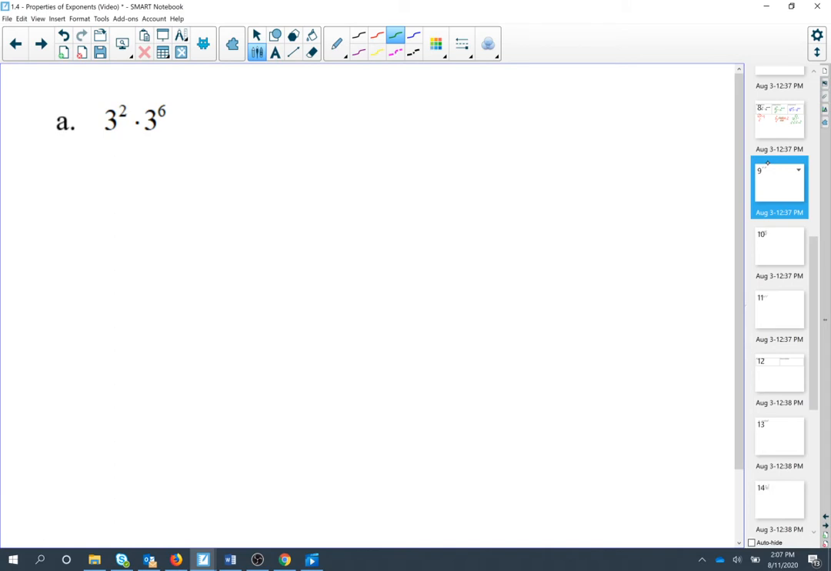Okay, let's try these. So letter A, 3 squared times 3 to the 6th. They have the same base, which means we're going to add the exponents. So this is going to keep the same base. You don't make it 9, you don't multiply the bases. You're just saying 6 plus 2, which is 3 to the 8th. If I had a calculator, I would put that in, but for right now, we're going to leave it as 3 to the 8th.